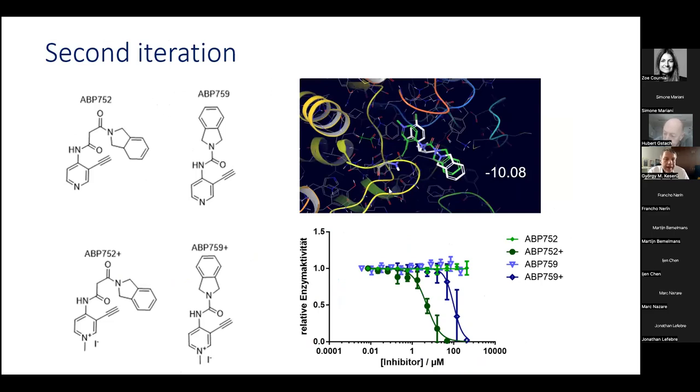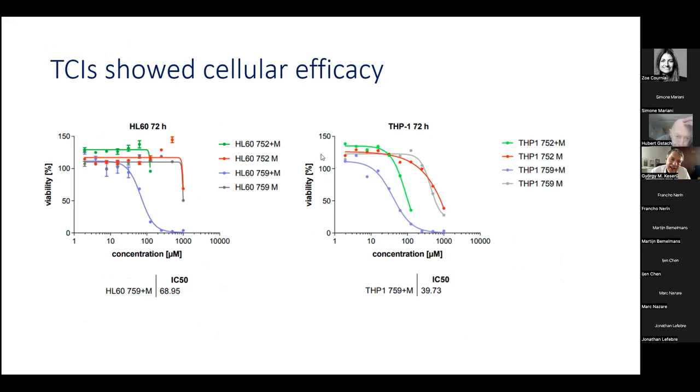So therefore, we synthesized two types of compounds with a less flexible and shorter linker, as demonstrated here with 752 and 759. And fortunately enough, we were able to identify that the compound with the medium-sized linker, 752, in the N-methylated version, blocked the enzyme very actively in a low micromolar region. And fortunately enough, when we tested the compound against the allosteric-dependent cell lines, we were able to demonstrate reasonable IC50 values in both cell lines.